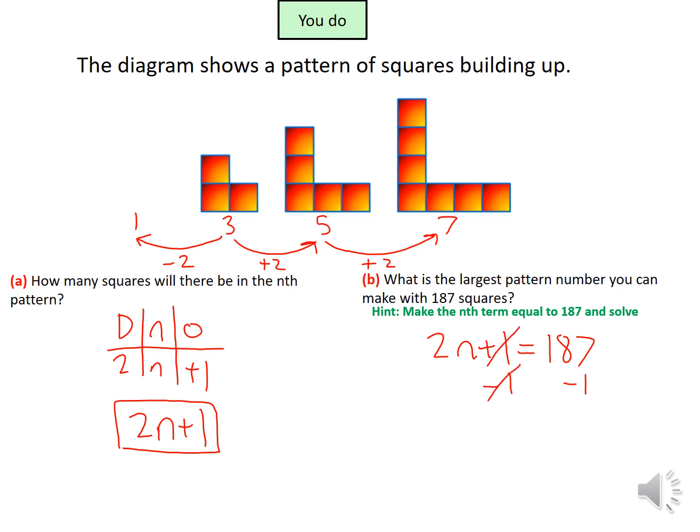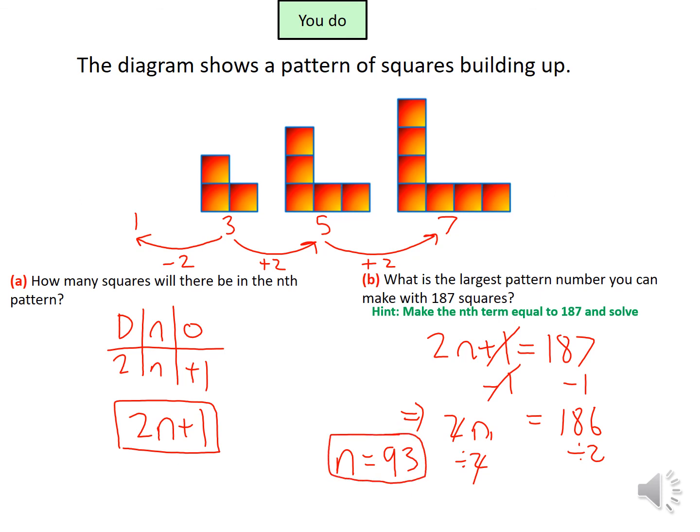These two will therefore cancel out. I will be left over with just 2n equals 186. Now, I need to get this n on its own, so I need to divide it by 2 on either side. Now these two will cancel, and I will be left over with n equals 93. So this is the largest pattern number you can make with 187 squares.